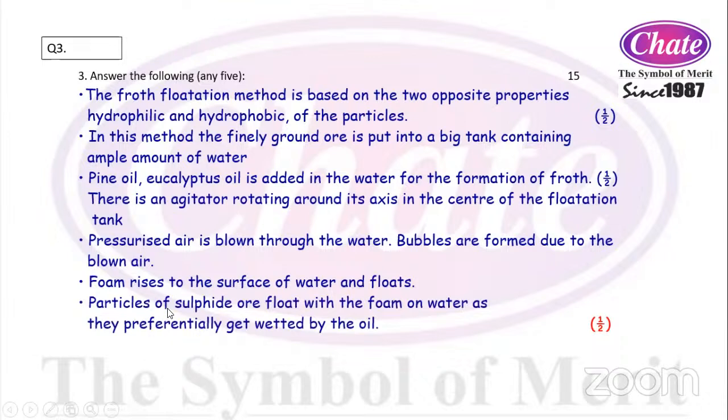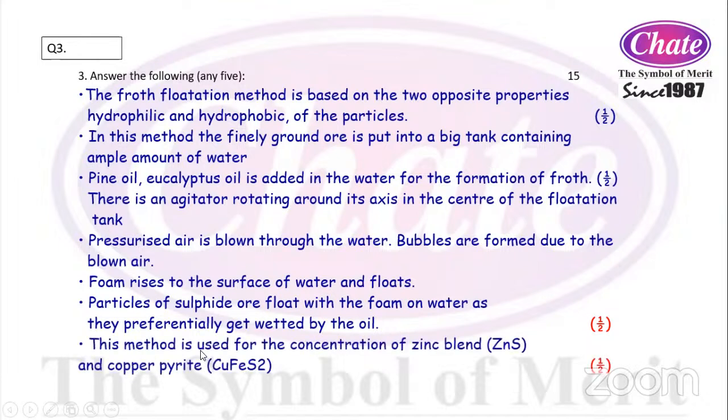So particles of sulfide ore float with the foam on the water as they preferentially get wetted by the oil. Yes, the sulfide particles are hydrophobic and they are wetted by the oil. That is why they float with the froth. And this method is useful for the concentration of zinc blende and copper pyrite. That is also information you have to provide, for which type of ores we can use it. That means to concentrate zinc, or we can say the sulfide ores.